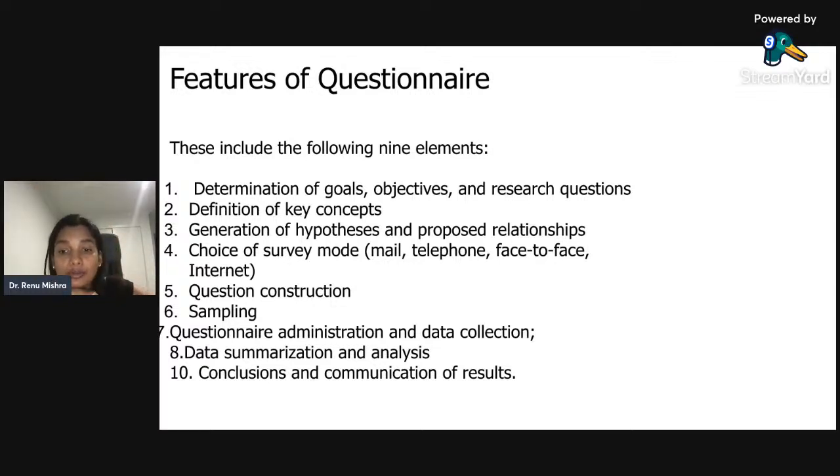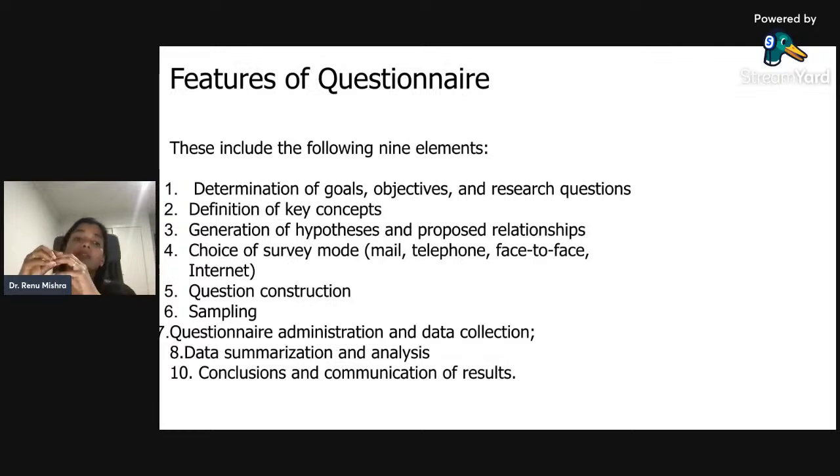Now coming back to designing the questionnaire. When you design the questionnaire, it should have the following elements. You should be very well aware of your goals, objectives, and research questions. Needless to say, again and again, by the stage when you are designing the questionnaire, you are well versed in your research questions, research objectives, and research goals.